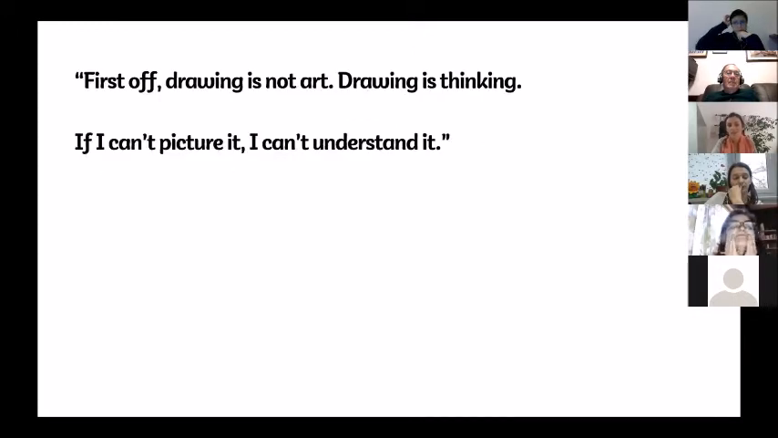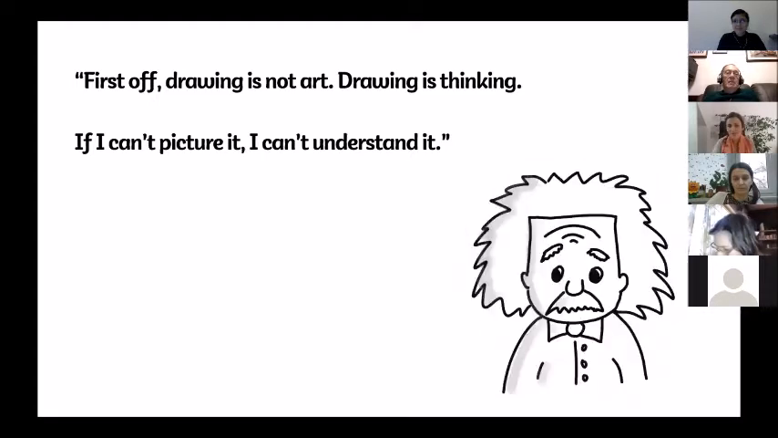And one last quote. First off, drawing is not art. Drawing is thinking. If I can't picture it, I can't understand it. Can you guess who this quote is by? Who's the author? Or maybe you've heard it. Okay, maybe an image would help. Okay, Albert Einstein has said it, that if I can't picture it, I can't understand it.